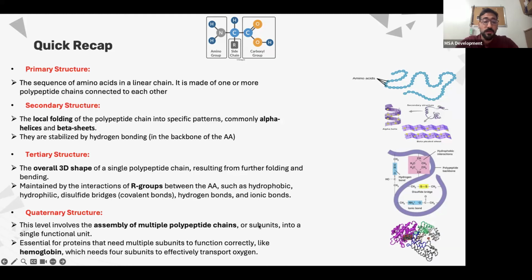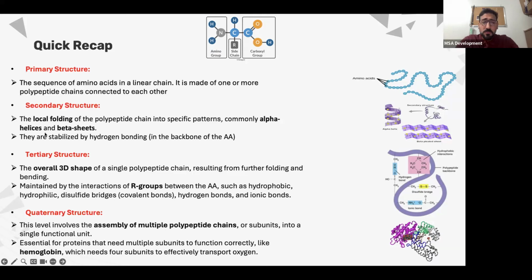This is a subunit, okay, and these four subunits connect with each other into a single functional unit. They will perform one function because it's now called a protein, right? An important structure we know in our body that is composed of a quaternary structure is hemoglobin, and hemoglobin is very important for the unloading and loading of oxygen and carbon dioxide in the lungs and in the peripheral tissues.